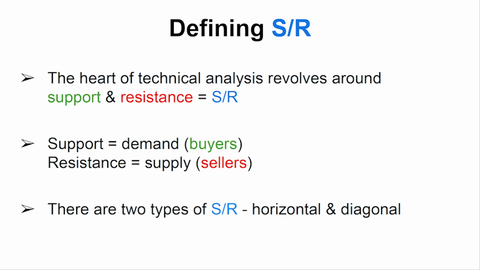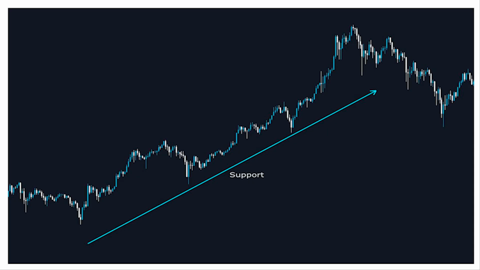Support is where there is excess demand. There are clear buyers present in the market, and they're willing to buy an asset at certain price points. Resistance, on the other hand, is where there is an excess of supply, meaning there are clear sellers in the market and they're willing to get rid of an asset at certain price points.